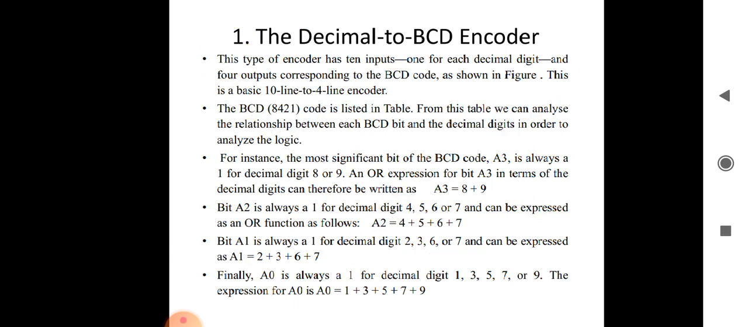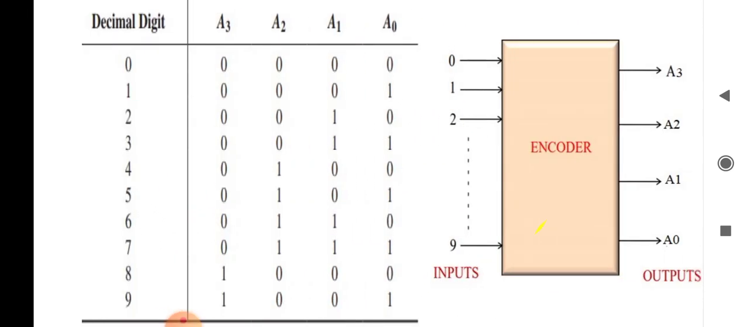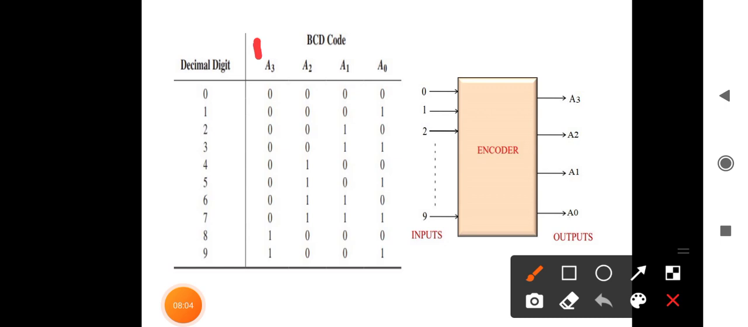Okay. The BCD 8421 code is listed in the table. From this table we can analyze the relationship between BCD bits and decimal digits in order to analyze the logic. For instance, the most significant bit of the BCD, A3, is always 1 for decimal digit 8 and 9. So you can see here, this is the most significant bit, MSB, that I write as M, and this is the least significant bit, that is LSB.